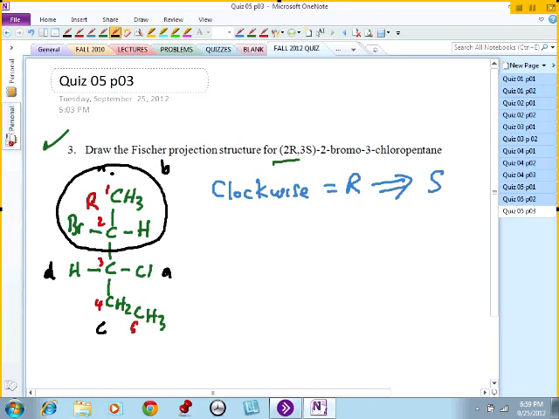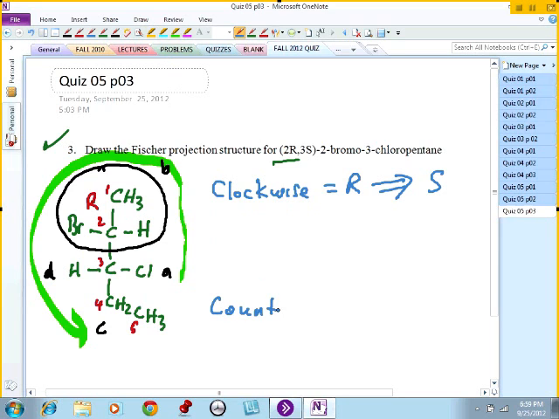Okay, now we want to make our motion. What is the motion? A to B to C, ignore group D, right? From here to here, B to C. Okay? Now, ordinarily, that should be S, which is counterclockwise, right? That is counterclockwise.